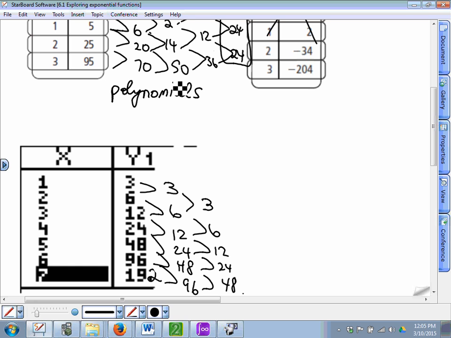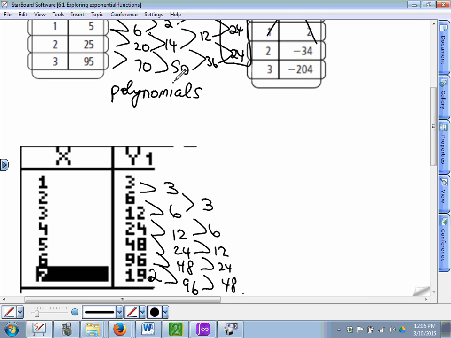Polynomials, eventually you can get down to a difference that's the same number. Eventually. Might take a while. Okay, I want to make sure we're clear on this. If we went out as many differences as we could, would we ever get to where those differences are the exact same number? No. Because this is not a polynomial.